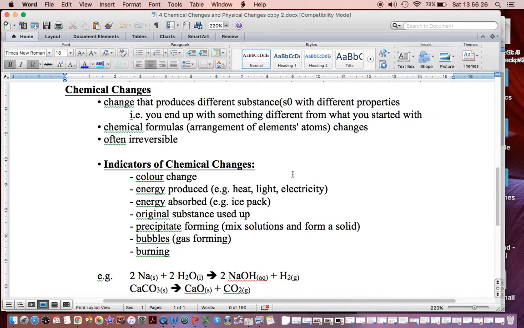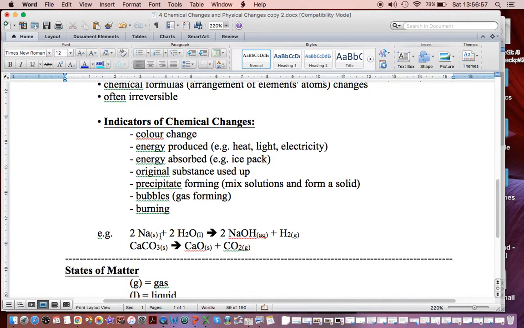In a chemical change, you end up with different material or materials with different properties, and the chemical formulas will change because the arrangement of elements has rearranged. Indicators of chemical changes include color change, suddenly producing energy or absorbing energy, making a precipitate, a solid that won't dissolve, so things turn cloudy. You get fizzing, which means you made bubbles, and any burning will be a chemical change.